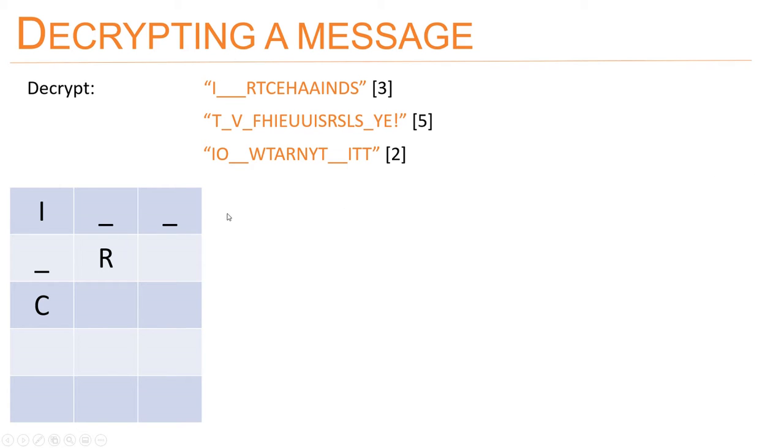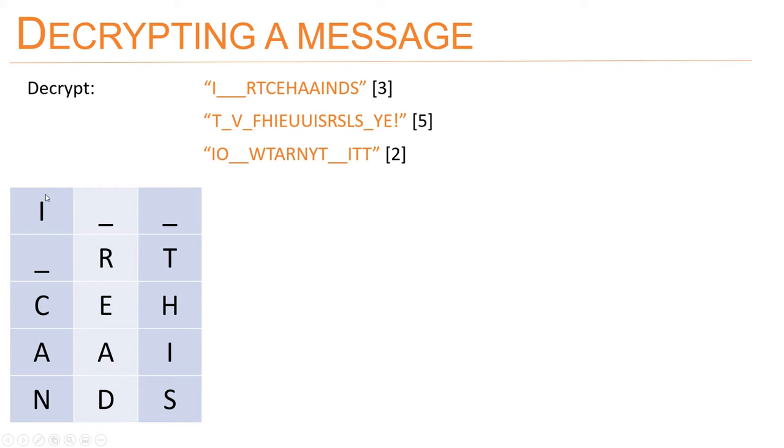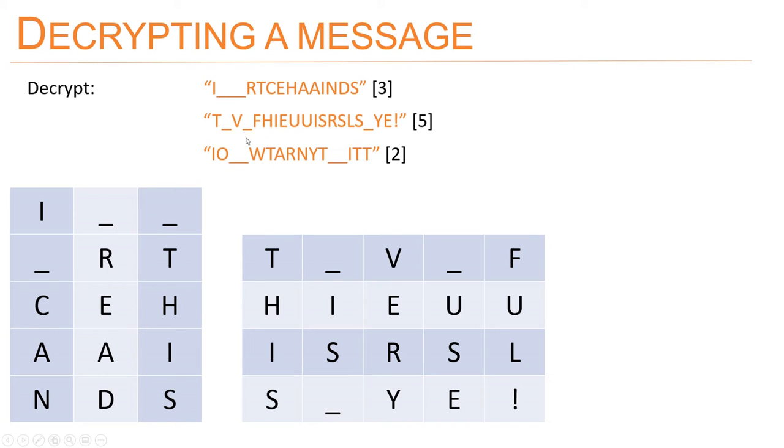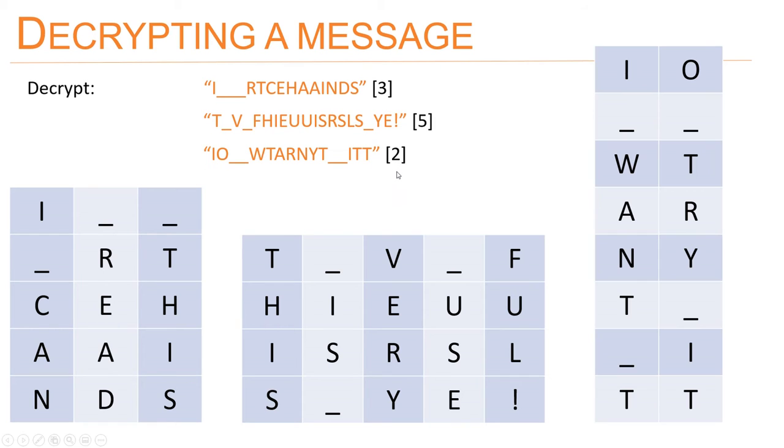So for the first, we fill the rectangle like this, reading this message from left to right and starting a new line every 3 letters. Now we read this column by column, and it reads, I can read this. The second rectangle is 5 letters wide, so we will fill it up like this, just row by row. And then read this column by column. This is very useful. And the last one is 2 letters wide, so we will fill it like this. And then read column by column. I want to try it.